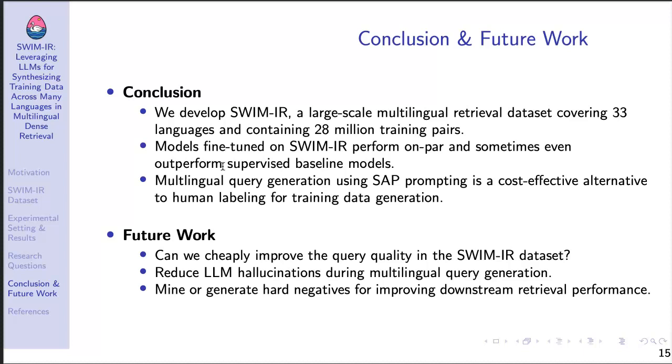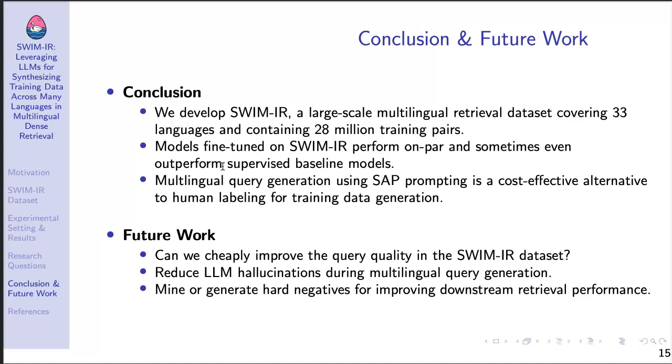I would like to then conclude our work. In our work, we developed SwimIR, a large-scale multilingual retrieval dataset covering 33 different languages and containing 28 million training pairs. Models fine-tuned on SwimIR often performed on par and sometimes even outperformed supervised or human-labeled baseline models. Third, multilingual query generation using SAP prompting, which we used in our experiments, is often a cost-effective alternative to human labeling if you want to generate queries across different languages.